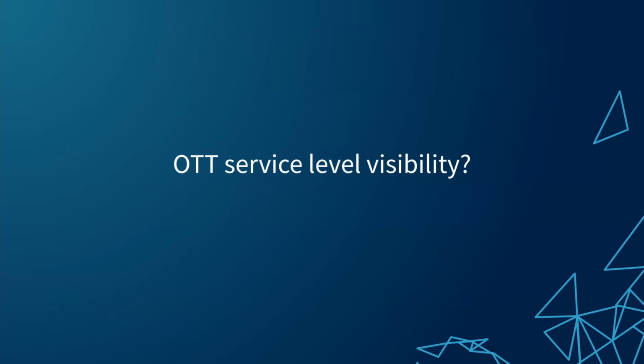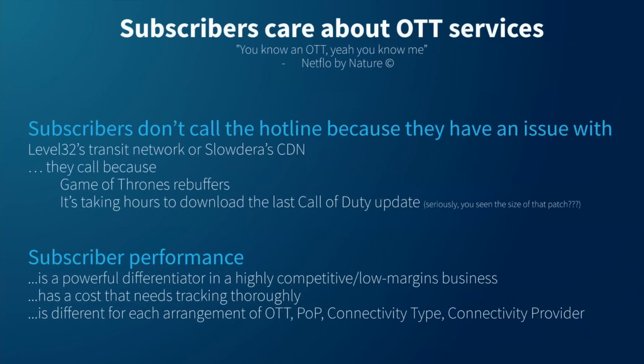We talked about CDNs, but the next thing is really that nowadays, if you're a residential ISP, you need OTT service level visibility. Again, this is all about taking it one step further than the plain source and destination ASN picture. Subscribers care about the OTT services that they use, right? Rarely do they call the frontline tech support saying that Level 3's transit network or a slow CDN is wrong. No, what they call for is to say, oh, damn, my Game of Thrones episode is rebuffering, that's unbearable, or it's taking me hours to download the last Call of Duty update.